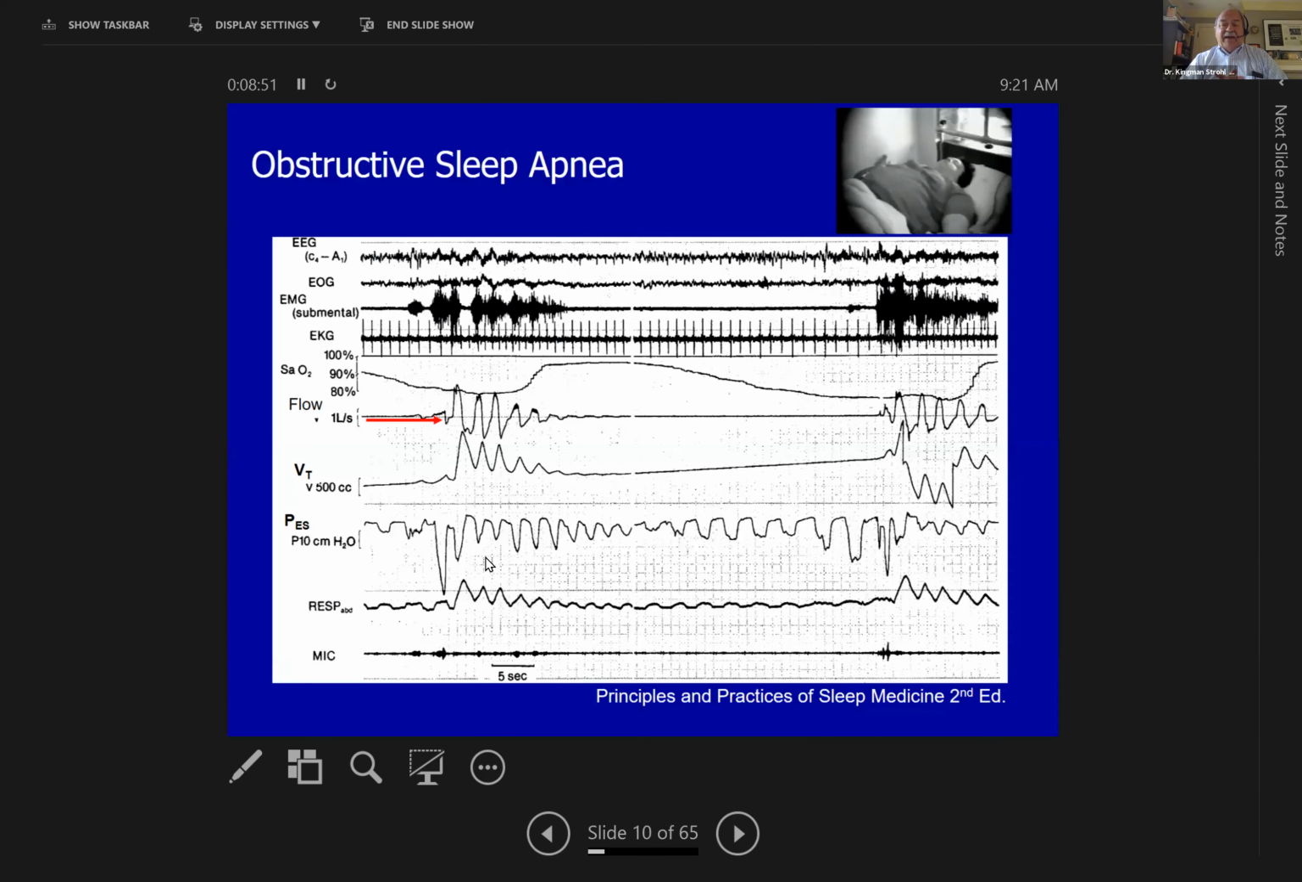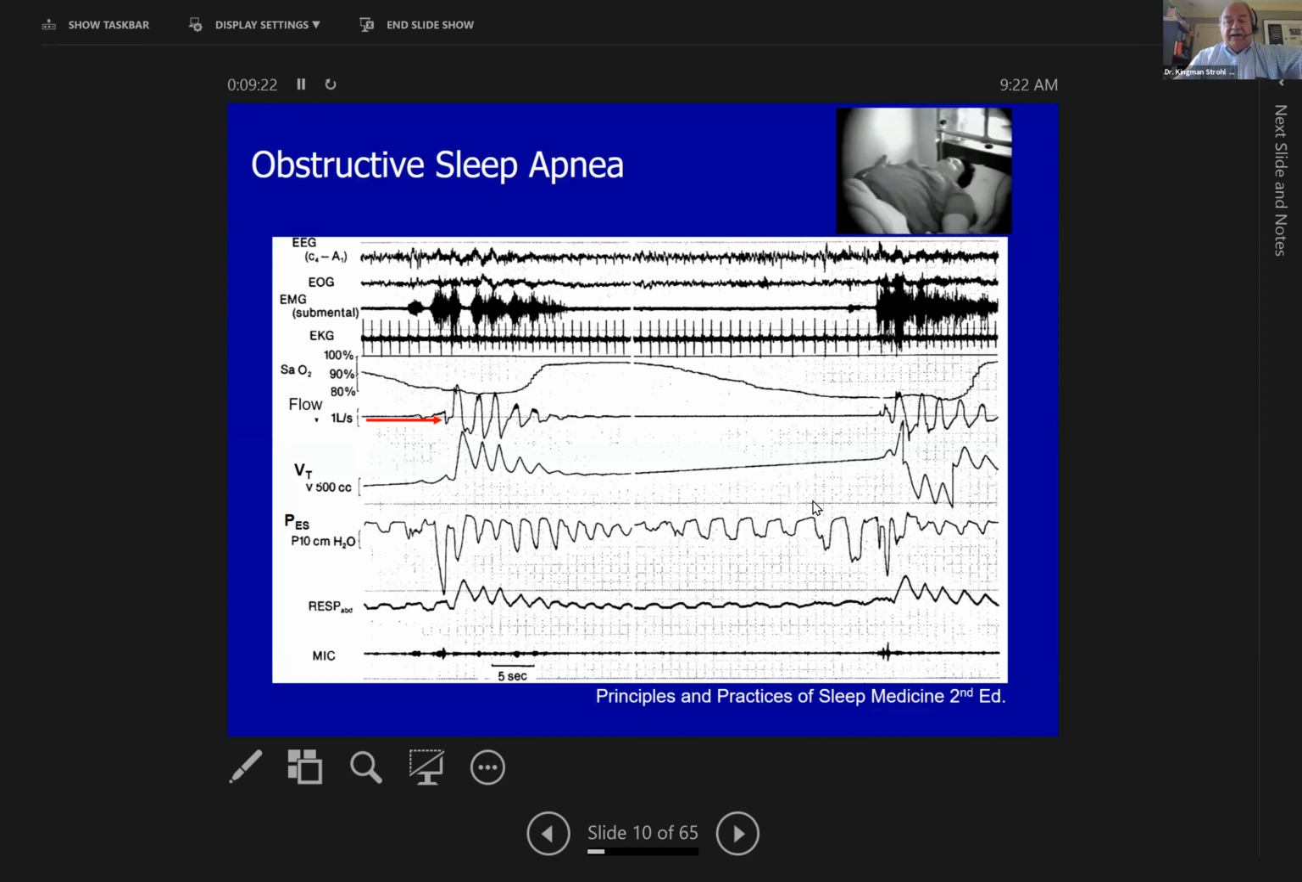So obstructive sleep apnea, here's an example of one. And this has EEG on the top 2 lines, EMG underneath the chin, submental, EKG, oxygen saturation, flow, tidal volume, esophageal pressure, which is a measure of intrathoracic pressure, which is a measure of the effort to breathe by your rib cage abdominal muscles, and then respiration itself.